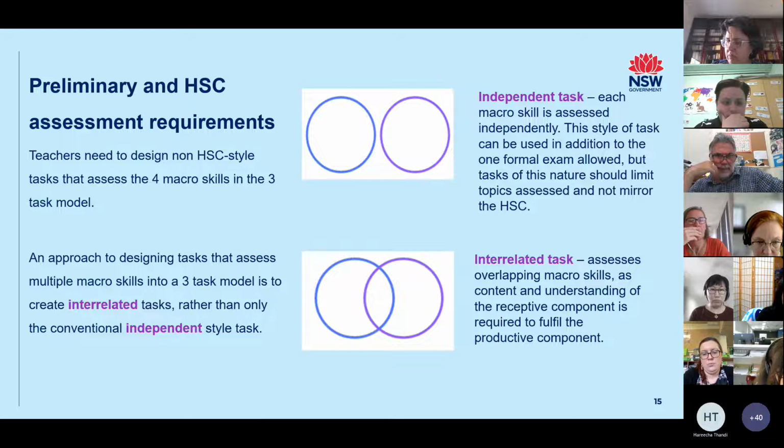What do I mean by independent and interrelated tasks? In an independent task, each macro skill is assessed independently. This style of assessment can be used in addition to the one formal exam allowed, but tasks of this nature should limit topics assessed and not mirror the HSC. In an interrelated task, overlapping macro skills are assessed as content and understanding of the receptive component is required to fulfill the productive component.